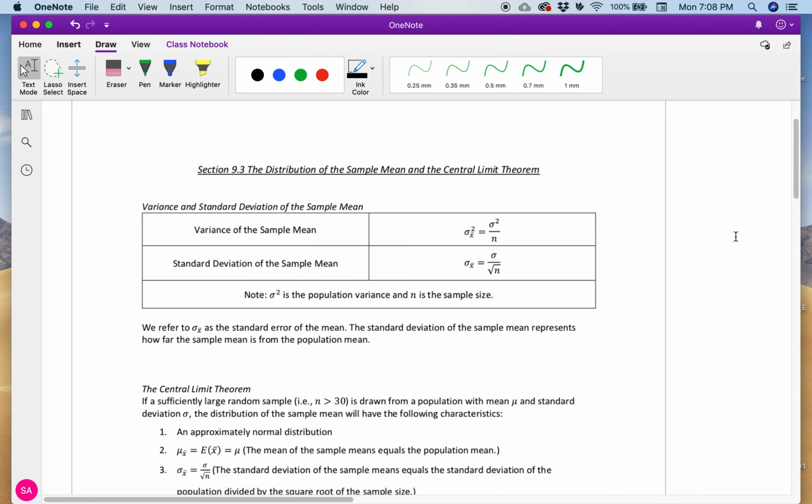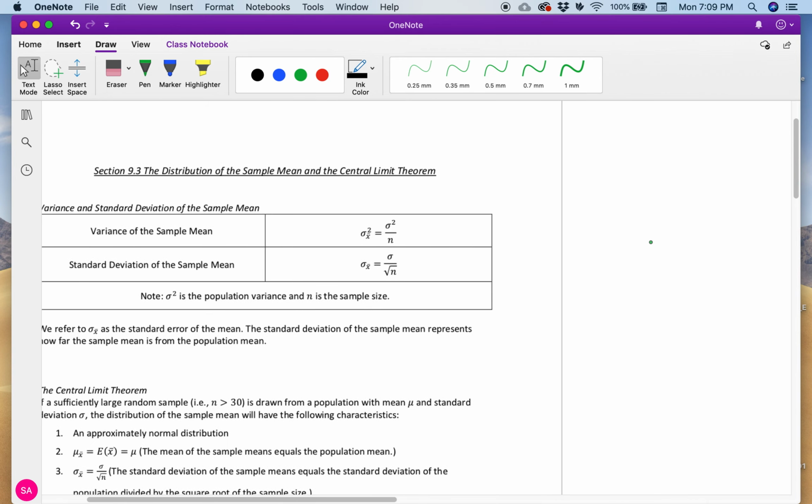So remember, you can find all these samples and then find the mean of each of those samples. So you have a list of all the sample means, and then we can pop that into a probability distribution. Well, we can also find the variance of the sample mean and the standard deviation of the sample mean. And here are the formulas. I'm going to rewrite them so you can see them just a little bit better.